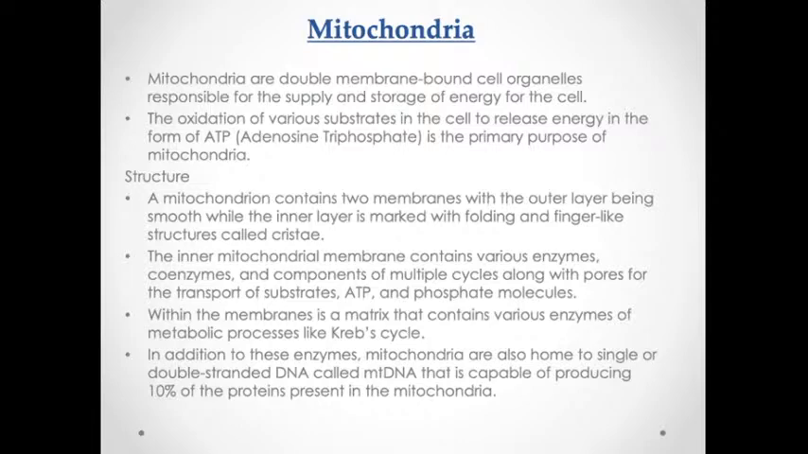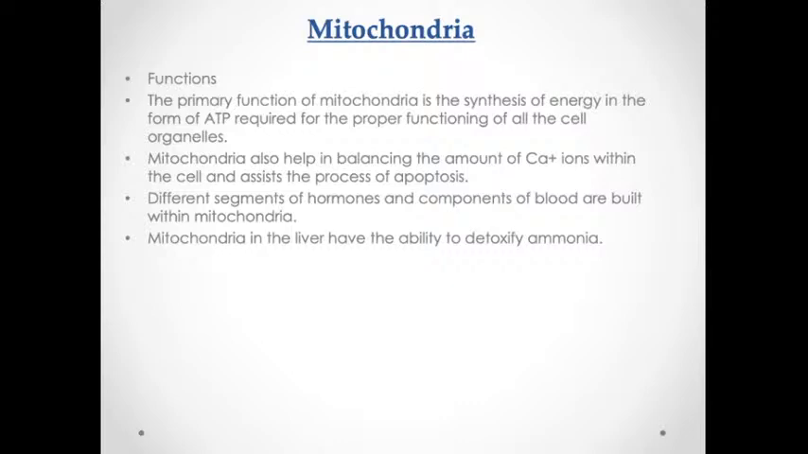Primary purpose is to release ATP, adenosine triphosphate. Structure contains two membranes, with the outer layer being smooth while the inner is marked with foldings, finger-like structures called cristae. And the inner mitochondrial membrane contains various enzymes, coenzymes, and components of multiple cycles along with the pores for the transport of substrates, ATP, and phosphate molecules. Within the membrane is a matrix that contains various enzymes of metabolic processes like the Krebs cycle.